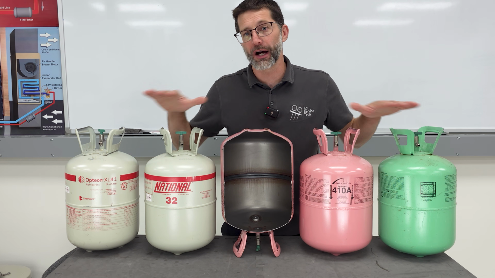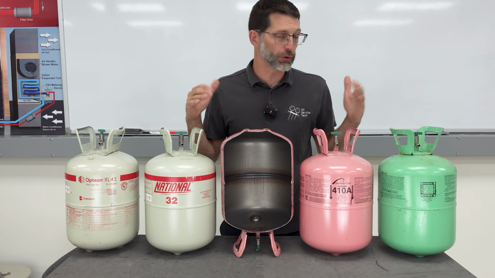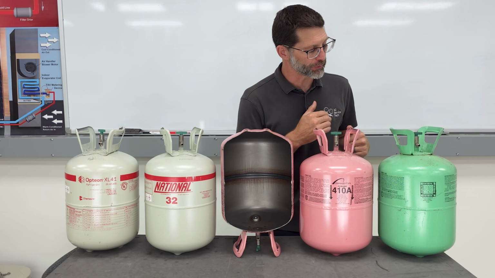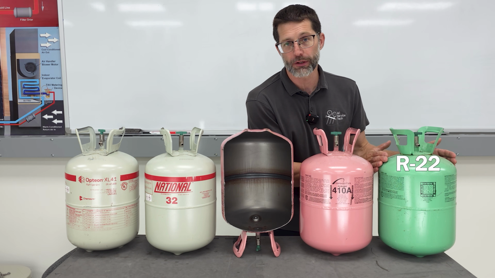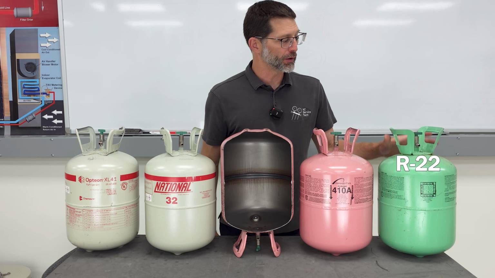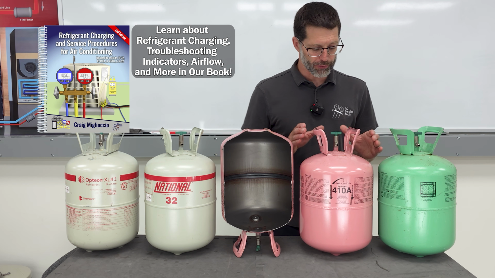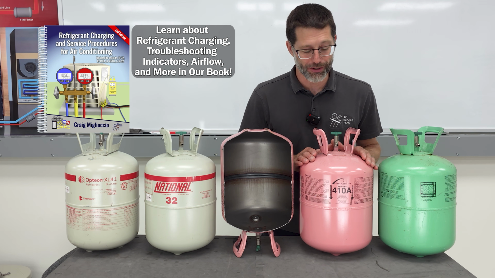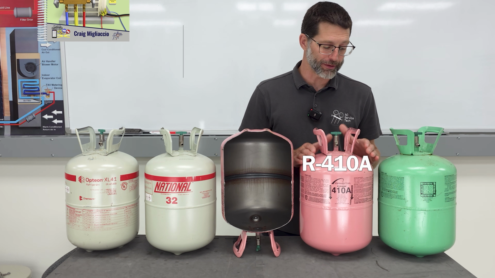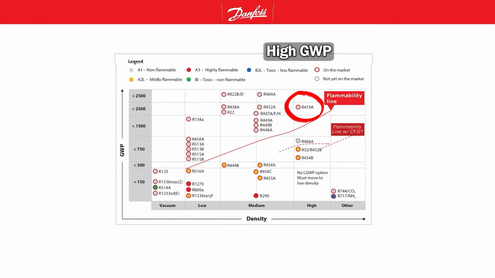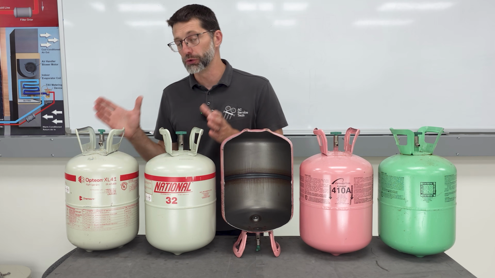Here we have the common disposable refrigerant bottle types used in air conditioning and heat pump systems. The oldest refrigerant here is R-22, and this was phased out quite a while ago due to the ozone depletion potential. This one right here is now phased out. R-410A is phased out due to the high global warming potential. And then over here are the new refrigerants that we have.